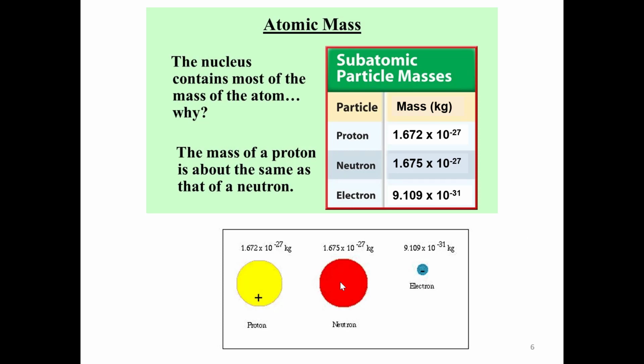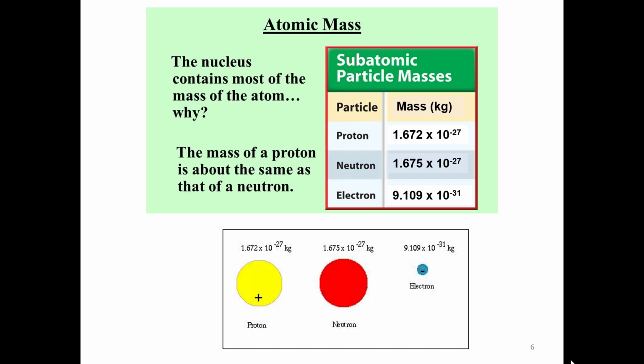Now let's talk about the mass of the subparticles of the atom. The mass of the proton is 1.672 times 10 to the power minus 27 kilograms. The mass of the neutron is 1.675 times 10 to the power minus 27 kilograms. We can see these two masses are almost the same. But in the case of the electron, the mass is 9.109 times 10 to the power minus 31 kilograms. The mass of the electron is 4 orders of magnitude smaller than the mass of the proton or the neutron.